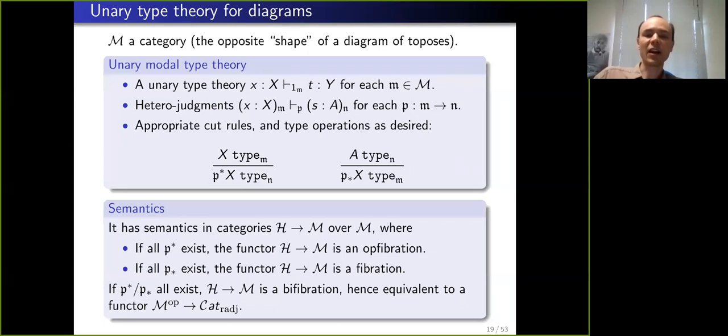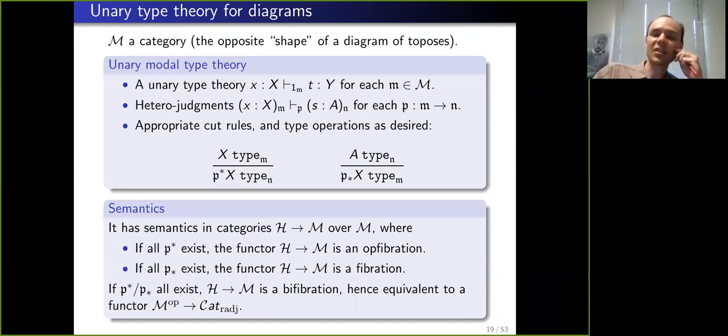And the objects of M, I'm going to think about as being modes in the type theory from the modal logic. So they could be the true mode and the necessary mode. But you should also think about them as different categories or different toposes. And then we have a type theory, which is parametrized by this category M. So we have a unary type theory, and we're talking about unary type theory for the moment still. We have an ordinary unary type theory for each mode. And then we have these heteromorphism judgments for each morphism. And the ordinary type theory is really the special case of the heteromorphism type theory where we're talking about identity morphisms. And so I've indicated this in the notation. And then we have cut rules, which generalize the cut rules that I showed a few slides ago.